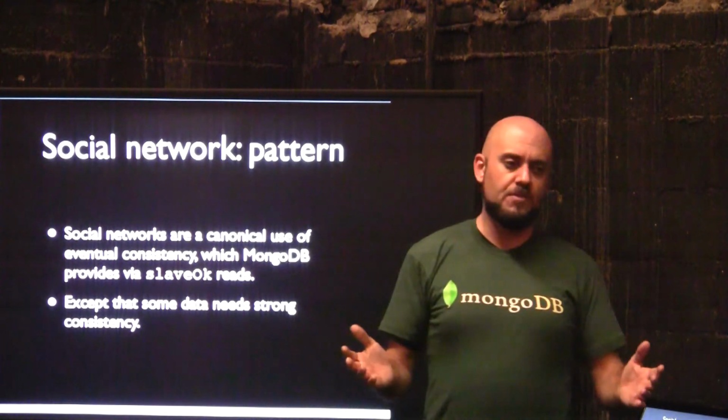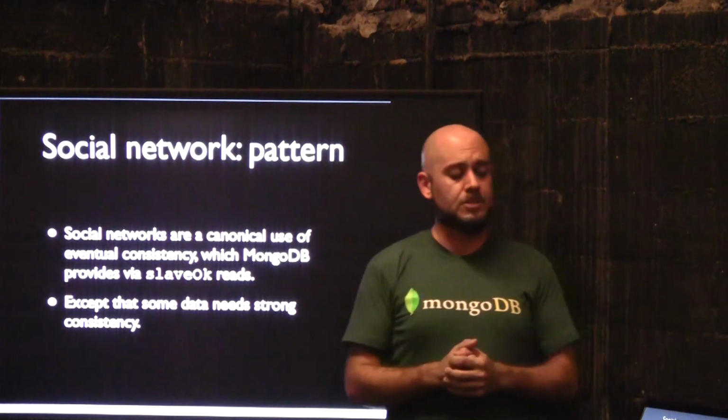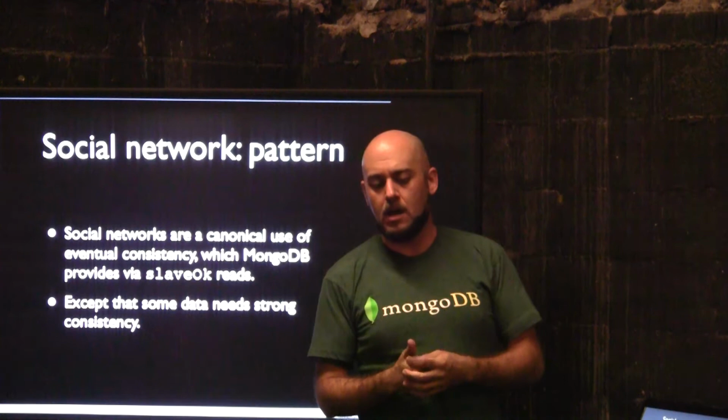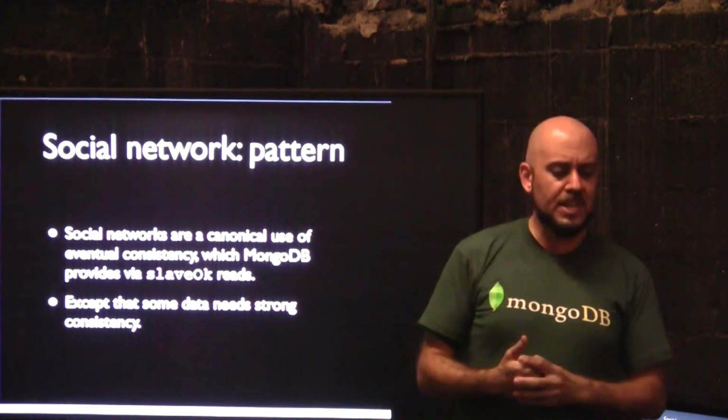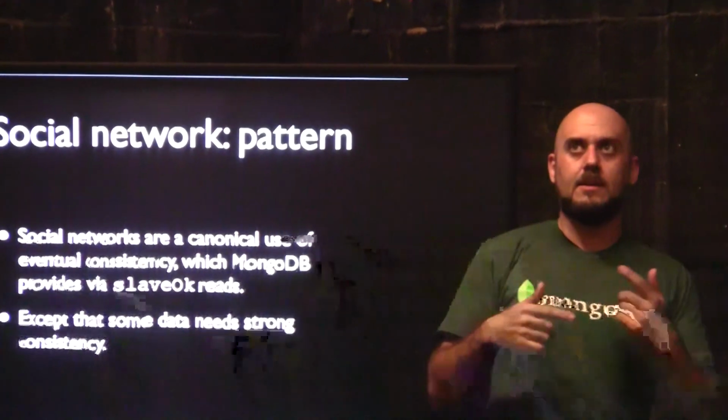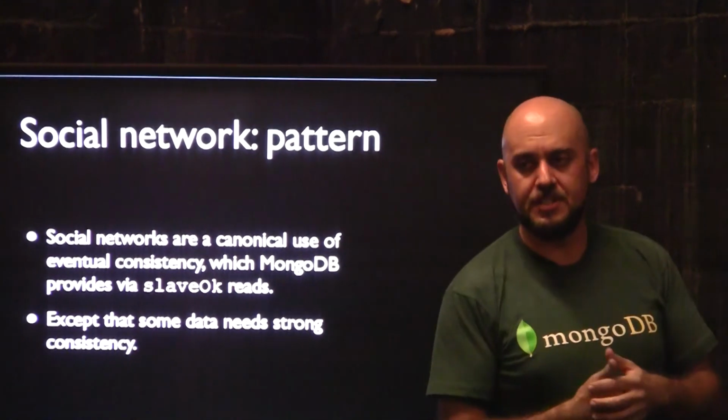What are some prospective patterns with MongoDB? So social networks actually have this interesting kind of property. Actually, many sites have this kind of property. Product review sites, or really any kind of place where absolute or strong consistency is not required.